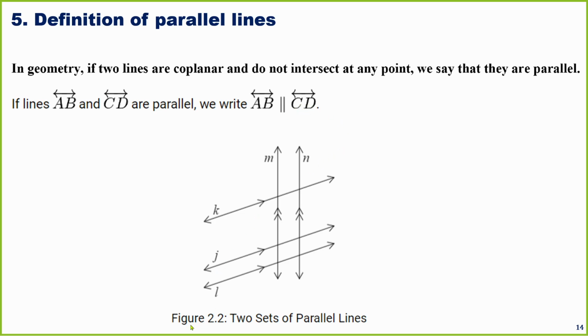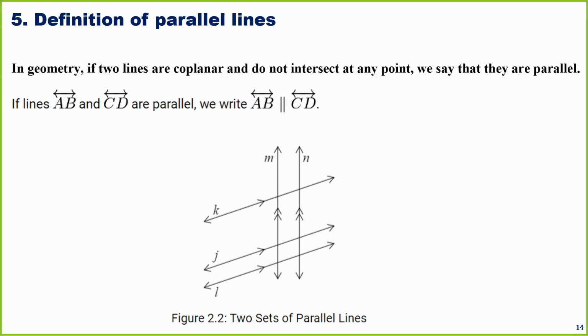For example, if you look at figure 2.2, there are two sets of parallel lines. Usually we'll use different sets of arrows to indicate different sets of parallel lines. The first set is line K is parallel with line J, parallel with line L. The other set is line M is parallel with line N.